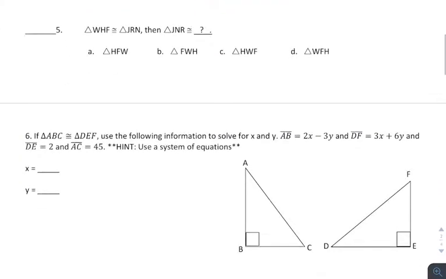All right, number 5 is just all about rearranging letters. So W, H, F, and J, R, N. We switched it around to J and R, so all we did was switch these back, which means all we have to do is switch these back. So it's going to be W, F, H, which is answer D.